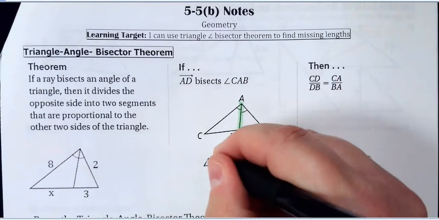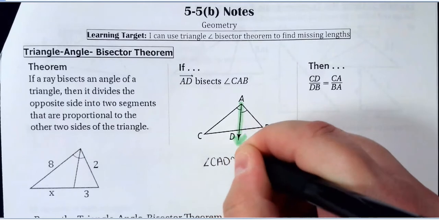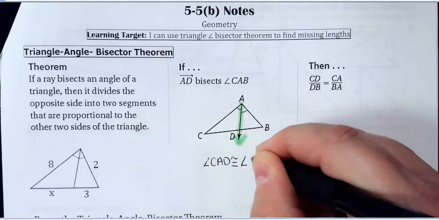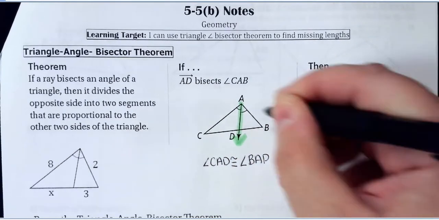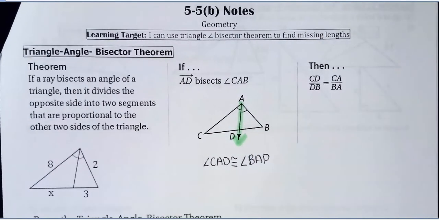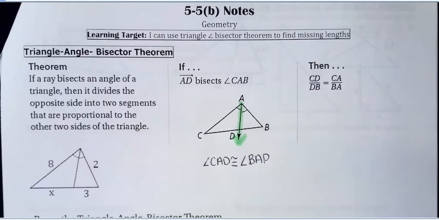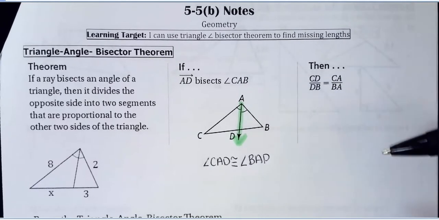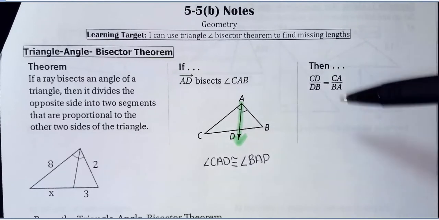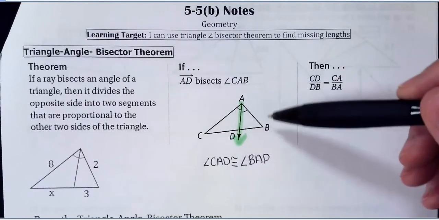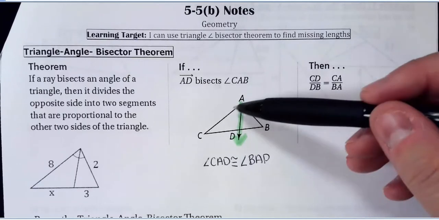So in that lovely diagram, angle CAD is going to be congruent to angle BAD there. So it's marked in the diagram. What that's going to do, it's going to split opposite sides proportionally. Okay, now here's how they wrote it from the textbook that we used to have. And it says CD over DB equals CA over BA.